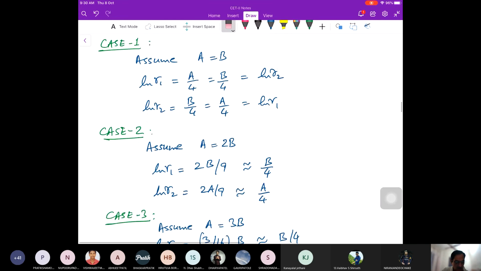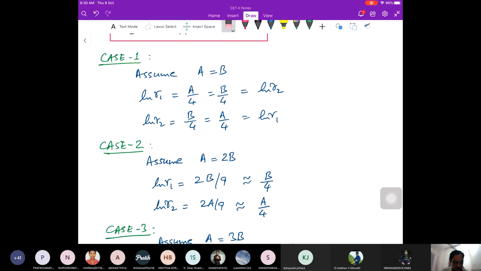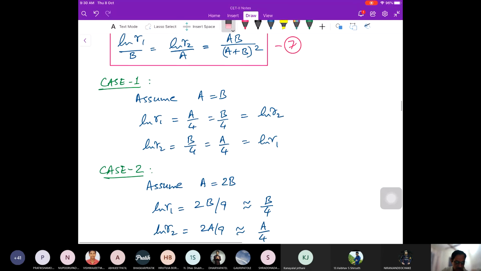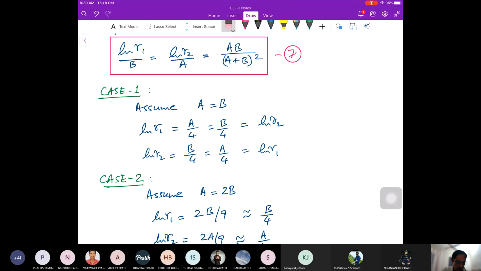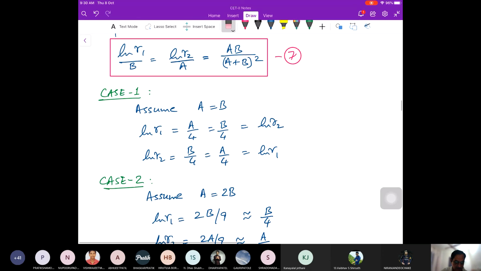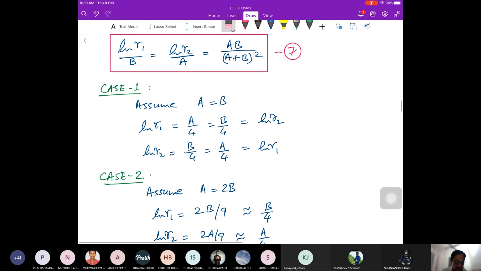Okay, so let's see case 2. So if we assume a is equal to 2b, and if we substitute again in this equation a is equal to 2b, what you get is ln gamma 1 is equal to 2b upon 9. You can substitute and see whether you get 2b upon 9 or not. करके देखो equation 7 में. Try it out yourself and see if you get 2b upon 9.